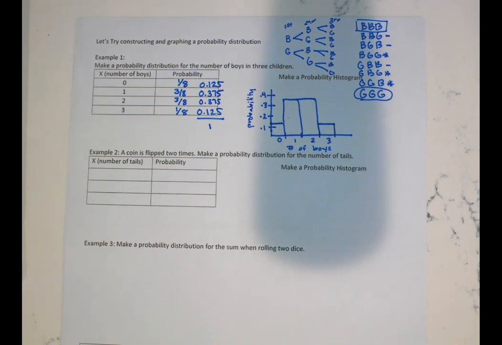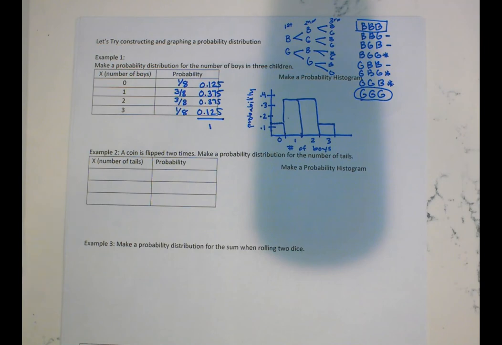So I'm going to encourage you to pause this video and try example 2. And once you're done with example 2, I would try example 3. Figure out if you can come up with a way to organize all the possibilities of rolling 2 dice. We talked about it a little bit in unit 2, but see what kind of option you would come up with for rolling 2 dice. So pause the video and give those 2 a try.